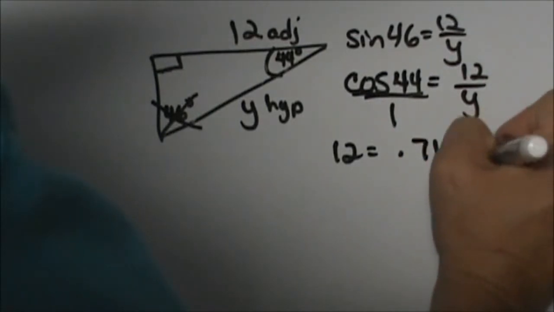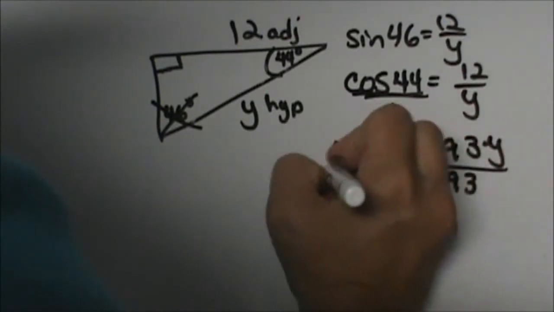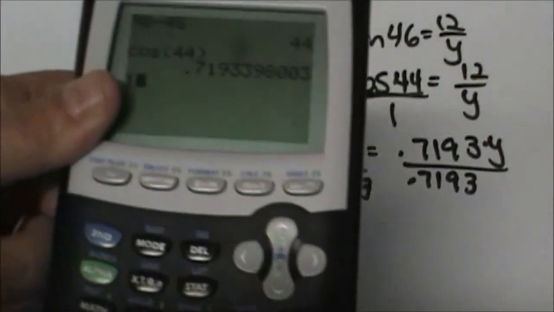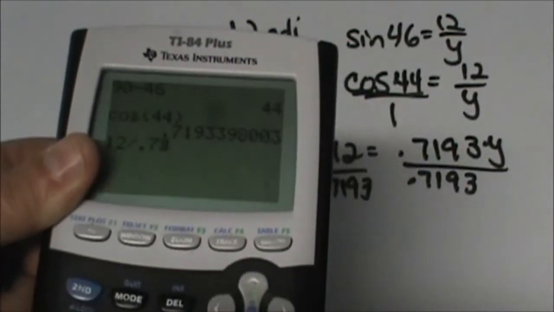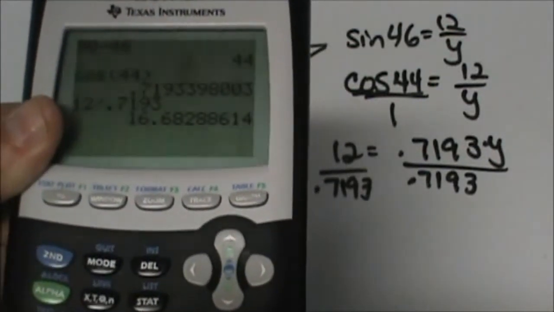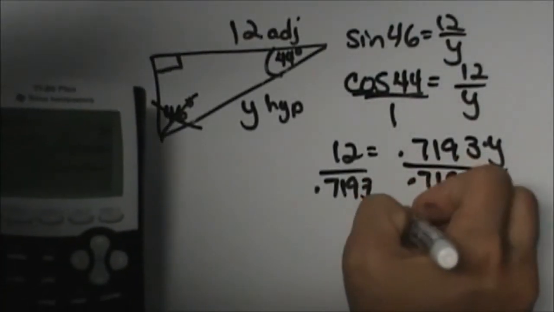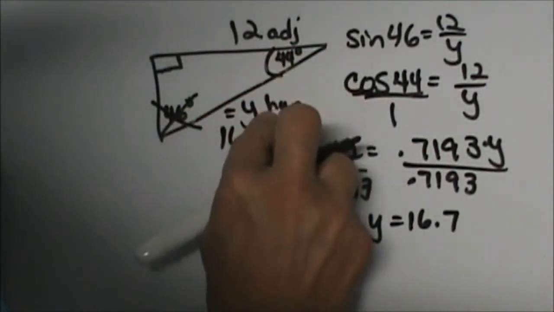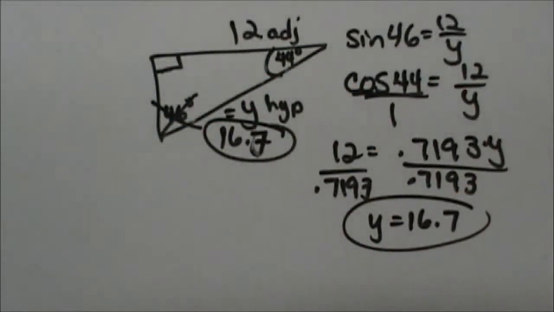0.7193 times y, right? And then divide both sides by that decimal, 0.7193. So I'm going to take 12 divided by 0.7193, and I'm going to get 16.7, okay? So y is 16.7. So that's the hypotenuse. Oops, that's a 7, not a 6. Okay, so that is how you would find that missing side using a different trig function.